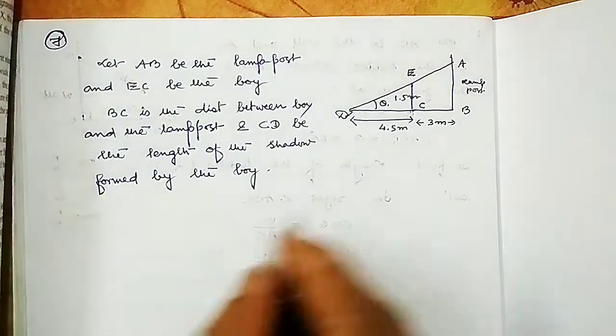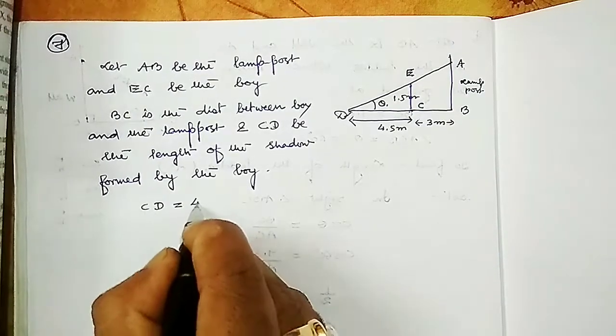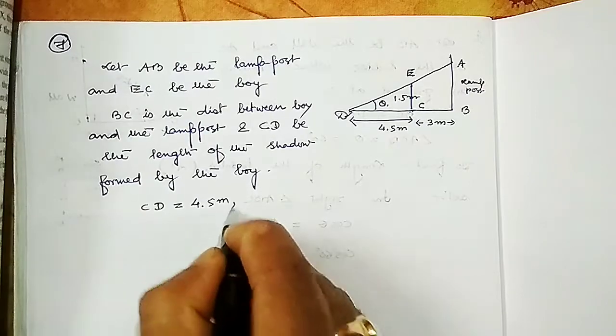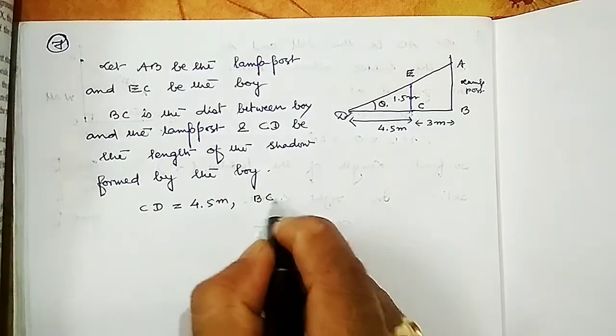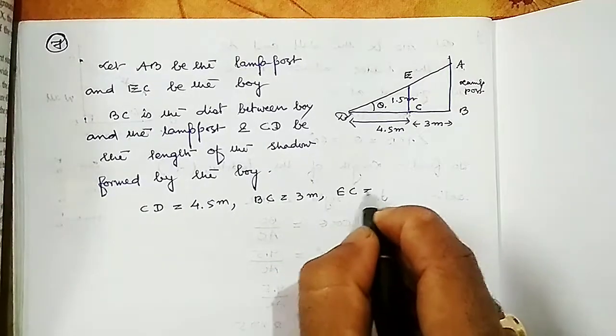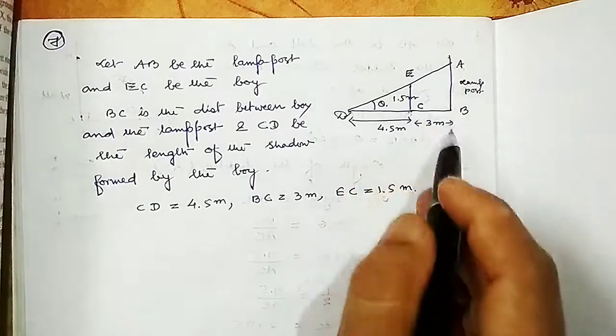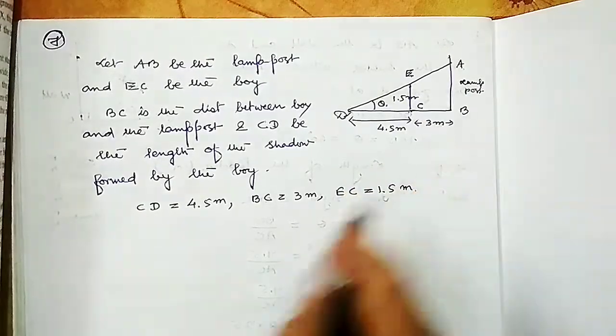Now from the figure we have to write the values here. CD is how much? CD equals 4.5 meter. BC is how much? BC equals 3 meter. EC is how much? EC equals 1.5 meter. What we have to find? We have to find the length of the lamppost, that is, AB is to be calculated.